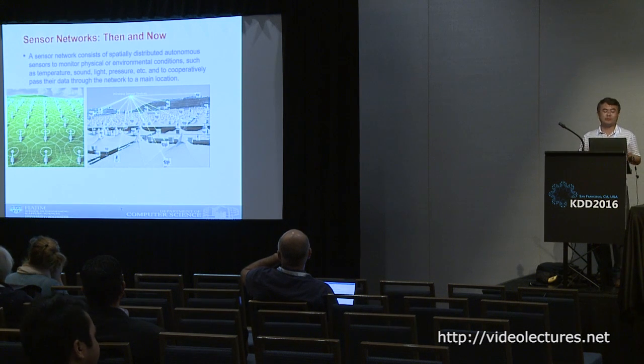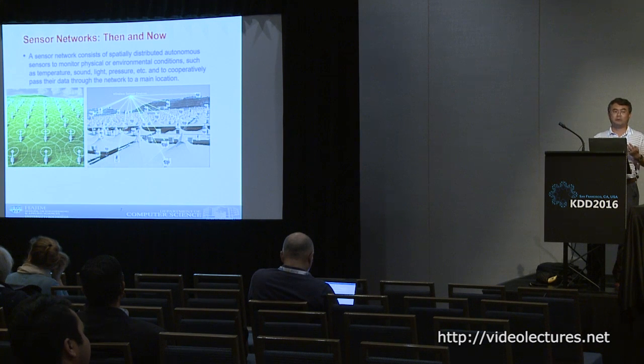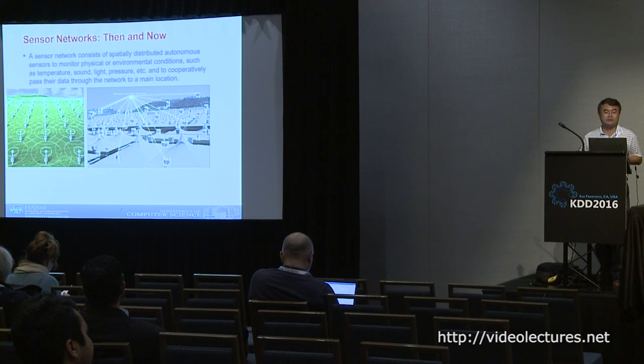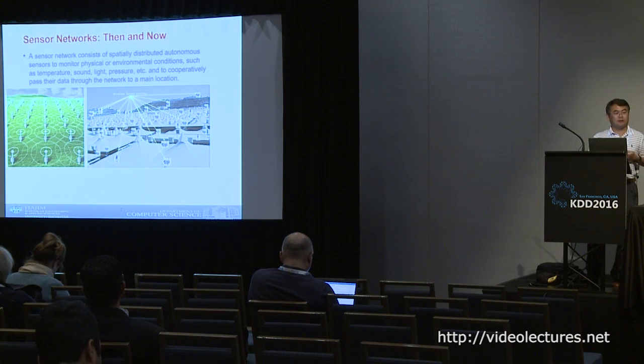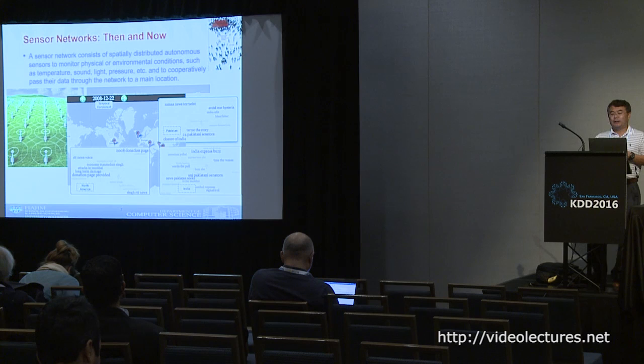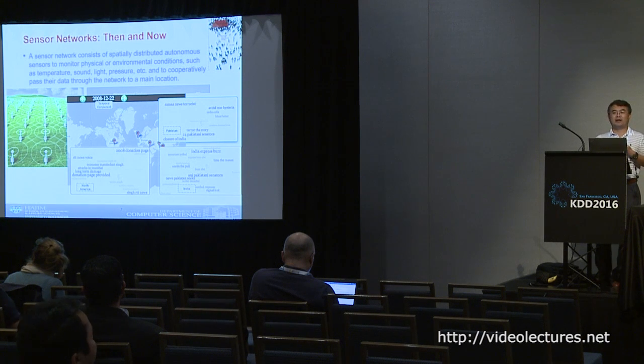That leads me to this point. We all know what a sensor network is about. It's about having a bunch of physical sensors which can collect temperature, sound, pressure, and other signals. But today we have a new type of sensor network. It's built on people. Each of us is a sensor, or you can say each device we have is a sensor. As a result, each sensor can collect all kinds of information.